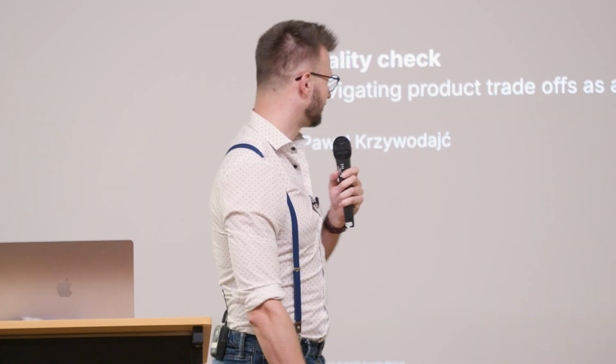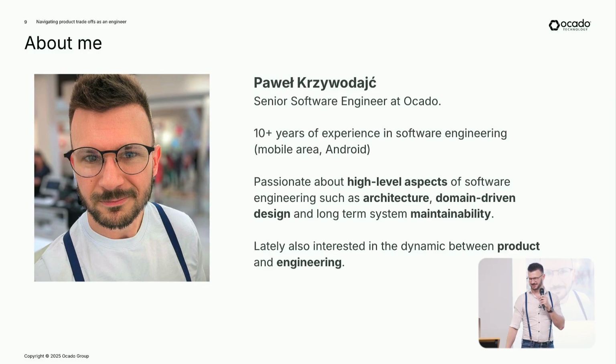And first let me talk a little bit about myself. I'm a senior software engineer at Ocado here, with more than 10 years of experience in software engineering. I'm passionate about high-level aspects of software engineering, like architecture, domain-driven design, maintainability, and so on. And lately, I'm also really passionate about the dynamic between product and engineering. So that's why I'm standing here.